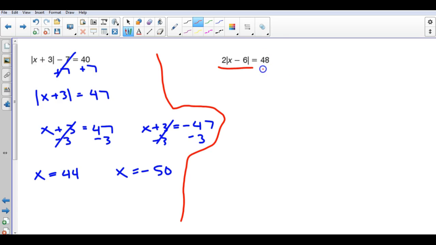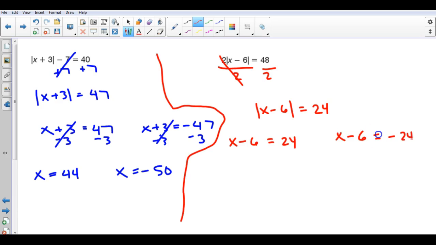Next one, what I want to do first, because I have 2 times this whole quantity here, I don't want you to think about this like it's parentheses. I do not want people to distribute through these. Instead, let's get the 2 out of there. We know that 2 is being multiplied by this whole thing, so I can use the inverse to multiplication, which is to divide. Divide out first, the absolute value of x minus 6 is equal to 48 divided by 2, which is 24. And now that I have my absolute value by itself, I can break this up into 2 separate equations. X minus 6 equals 24, and x minus 6 equals negative 24.